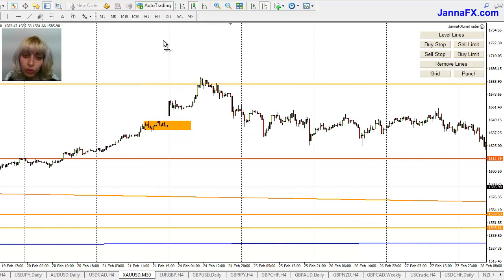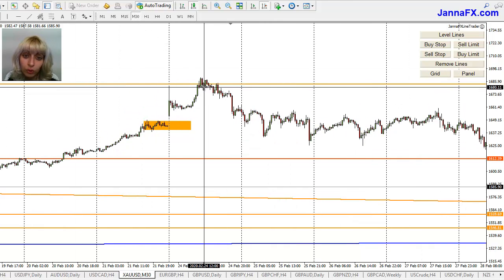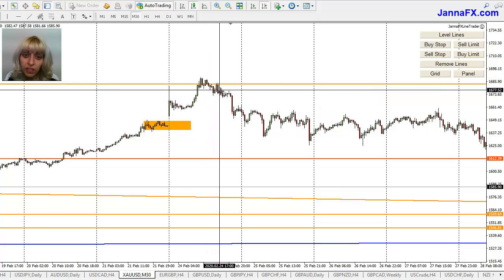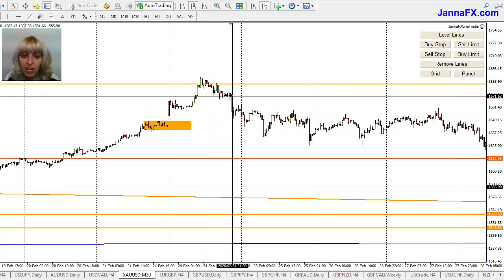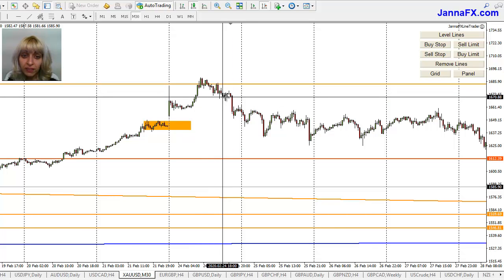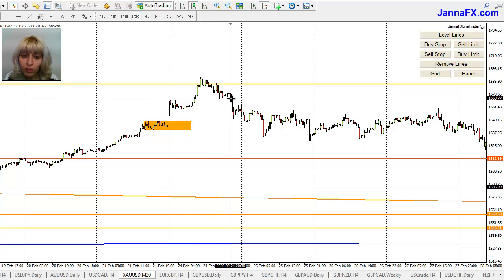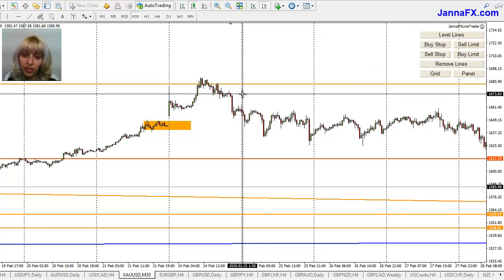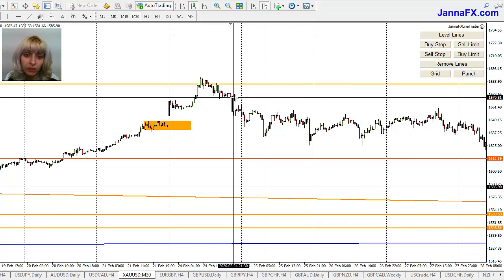I'm trying to show you all these ideas, how to look and think about it. You see, that's where it started to consolidate. That little consolidation, and here we go. That's the selling point. So that was my other sell limit, which I used again with my EA, because you know it's so stressful to trade manually.